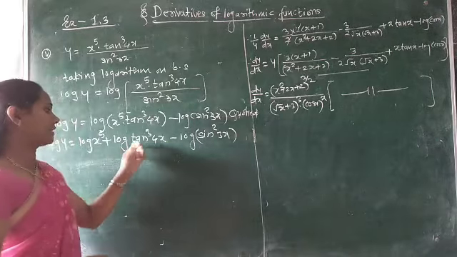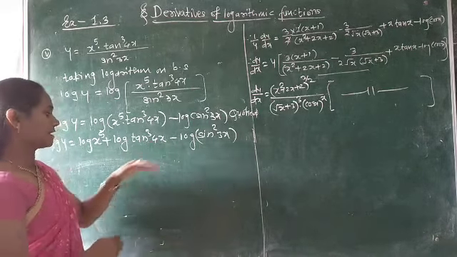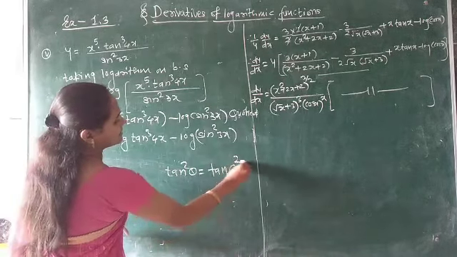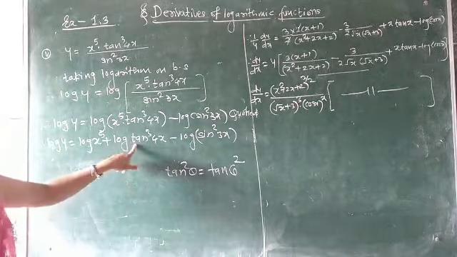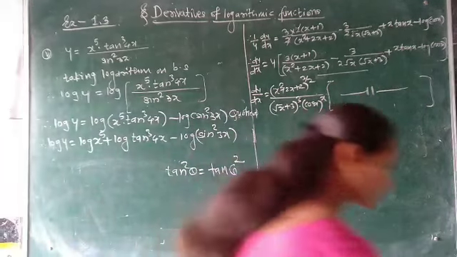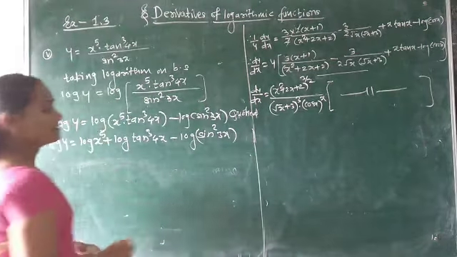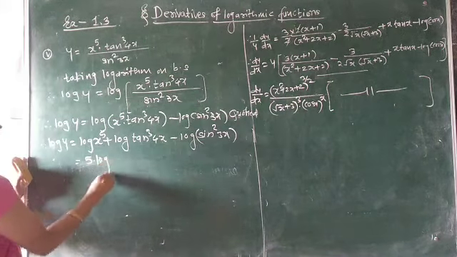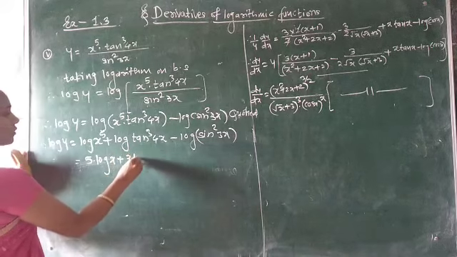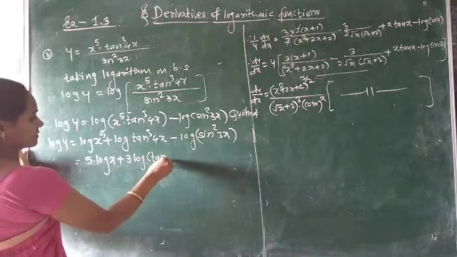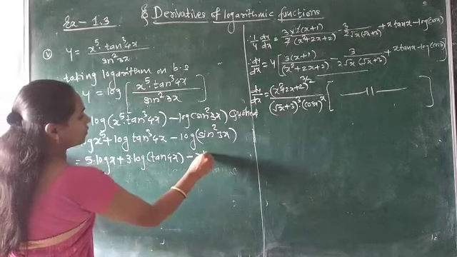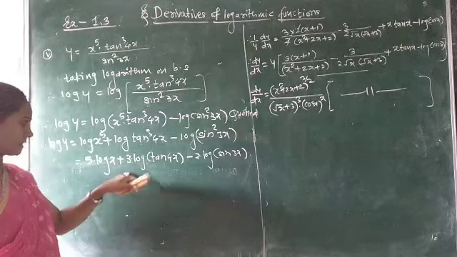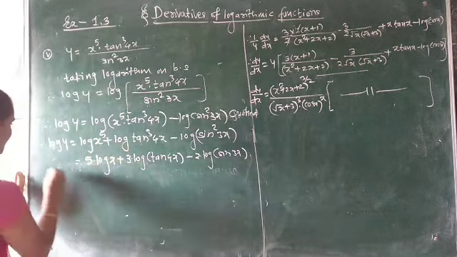Now look at this tan cube and sine square. In the last lecture we saw that tan square theta can be written as tan theta whole square. So here we write this tan cube as tan 4x bracket cube, and this sine square as sine 3x whole square. So here we now use the exponent law: 5 log x plus 3 into log of tan 4x minus 2 into log of sine 3x. Here we use the exponent law and here we use the product law.